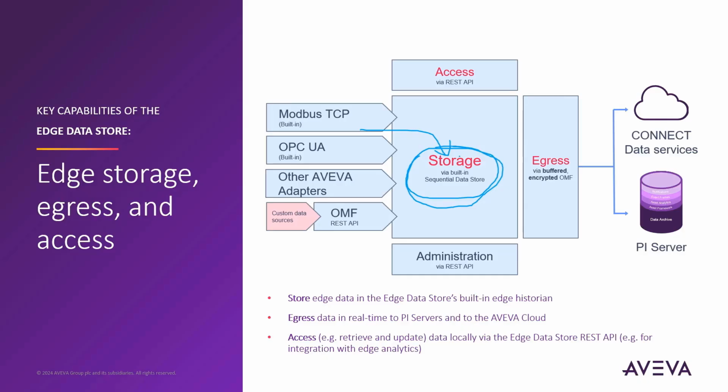So it's able to keep itself running evergreen all on its own, erasing older data once its storage limits are exceeded and egressing that to make sure that the continuous streams do always end up in Connect Data services or in your Pi server.